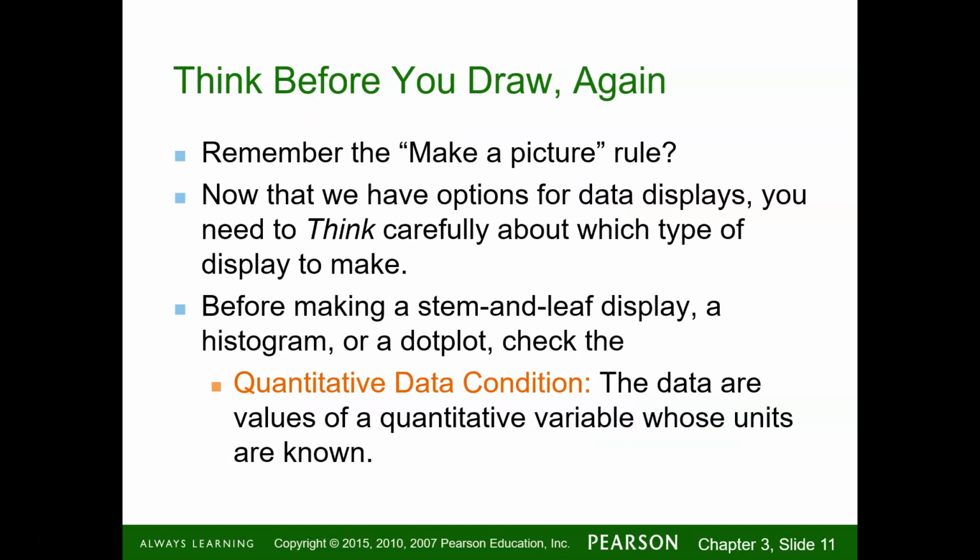So remember the make a picture rule. You always need to try to make a picture of what you're displaying, and think carefully about which type you want to make. Before you make a stem and leaf, a histogram, or a dot plot, think about the quantitative data condition: the data are values of a quantitative variable whose units are known. So you want to think about which one would make the most sense for the plot that you're trying to make.